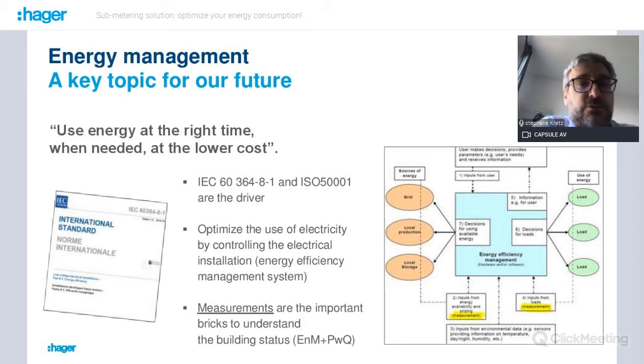You have on one side the sources of energy: grid, local production, local storage. This is the income, and on the other side you have the loads, the use of the energy. In the middle, you can see energy efficiency management. In order to manage this properly, you need to measure. It's what you can see in yellow in the presentation here. You need to measure in order to do your energy efficiency management efficiently.